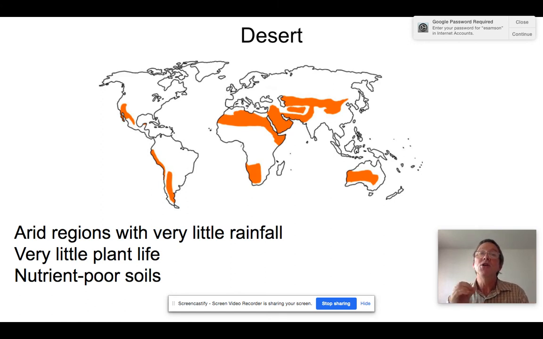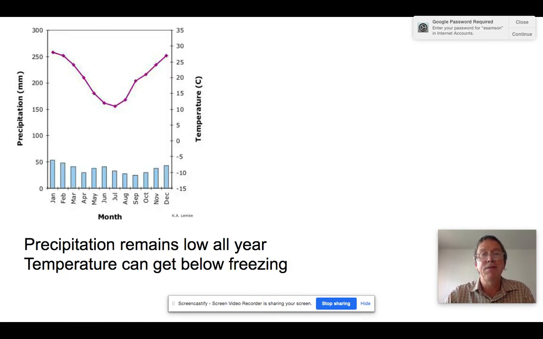Okay, so desert. If you look at the world here, there's a lot of desert here. All right, now desert, I think we all know what that means. So basically, desert is a place that has very limited rainfall. It doesn't have to be hot. It has to have very, very limited rainfall. And as a result, you have very little plant life and you have very nutrient-poor soils because there's nothing putting nutrients into them. Looking at a climate graph of a desert, we'll notice that there's very, very low precipitation.